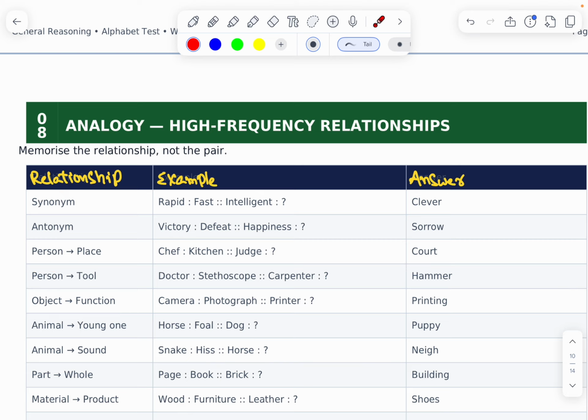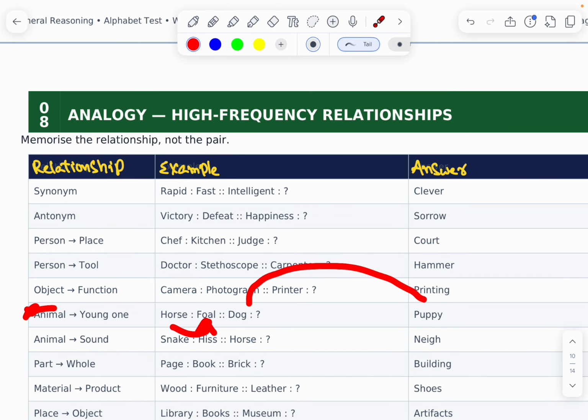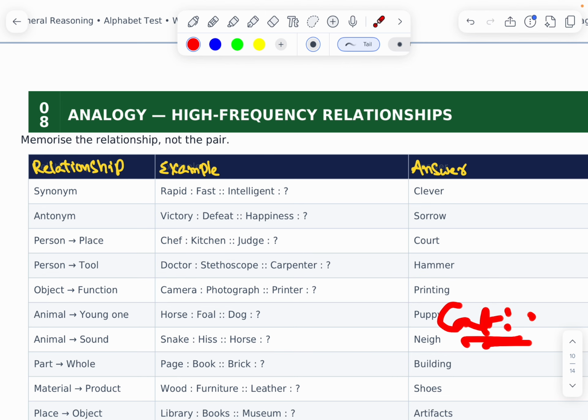Person and tool. Doctor, stethoscope. Carpenter, hammer. Already discussed. Object, function. With the help of a camera, we can take photographs. With the help of a printer, we can print. Animal and young one. This is also most important. Horse, foal. Dog, puppy. Cat. What about cat? Write in the comment box.